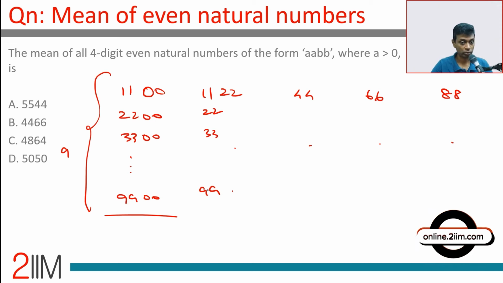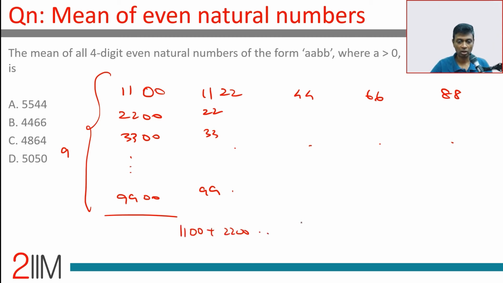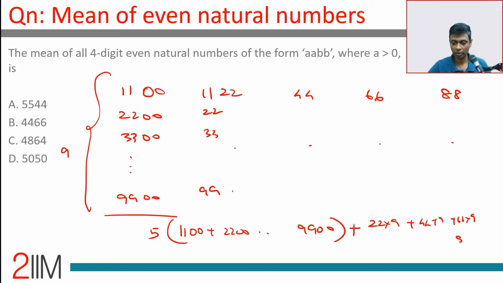That's common across the board. So how do we do this? We have 1100 plus 2200 all the way to 9900, the whole thing into 5. Plus 0 into 9, 22 into 9, 44 into 9, 66 into 9, 88 into 9. This is the sum total of everything that we are looking for. We need to divide this by 45. We are through. So let's simplify this.